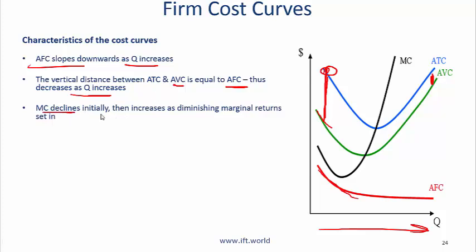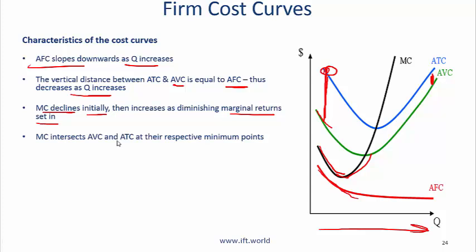Marginal cost declines initially and then increases as diminishing marginal returns set in. So that's the point over here. Initially marginal cost, the black line, goes down, then it goes up. Marginal cost intersects average variable cost and average total cost at the respective minimum points.